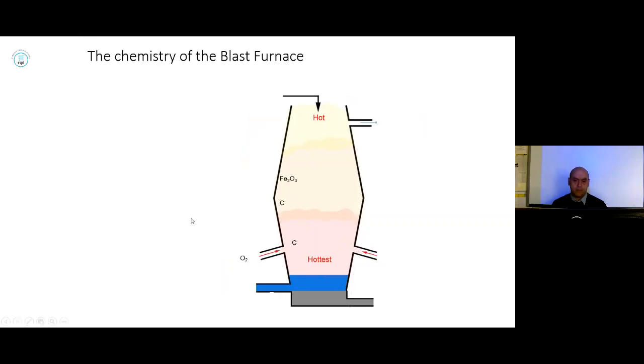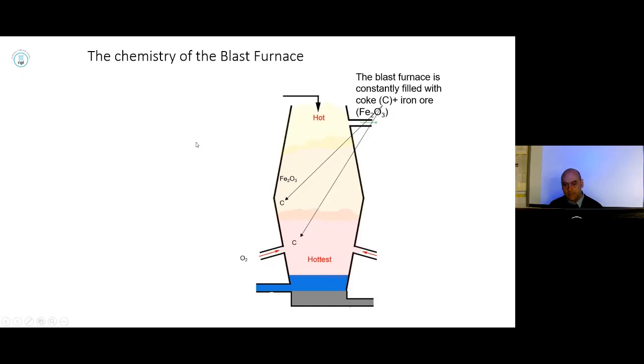So the chemistry of the blast furnace. This is where you need to be able to explain the processes. So first thing that happens is we are constantly filling this blast furnace with what's called a charge. And the charge is the coke and the limestone and the iron ore. Now, like I say, I'm going to treat the limestone separately because that's for the formation of slag. We'll look at the carbon and iron oxide. So you can see our carbon and our iron oxide, and you'll notice the blast furnace is extremely hot at the bottom.